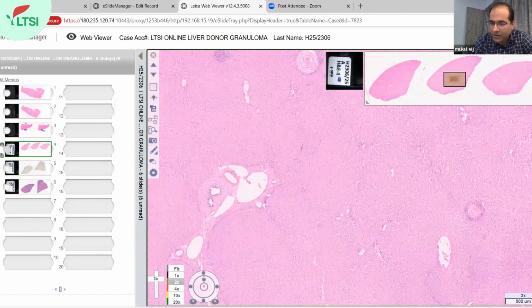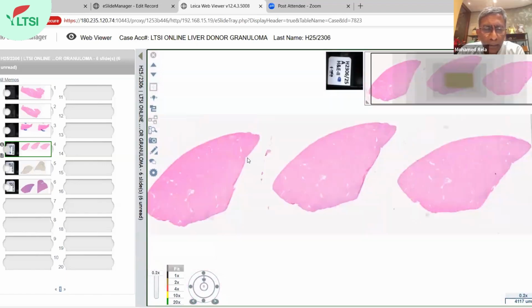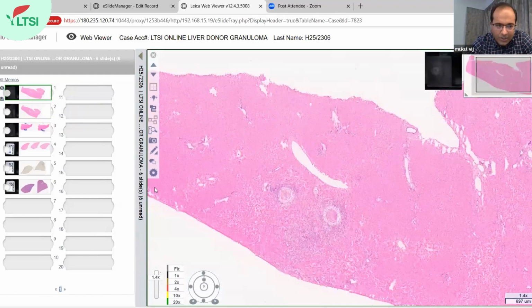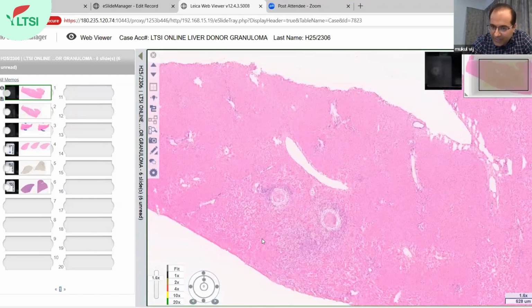Prof, this is the granuloma one. Yeah, I know. Frozen. I showed Prof first. Yeah, I saw that. Sure. Okay. And Prof, then this is the paraffin.